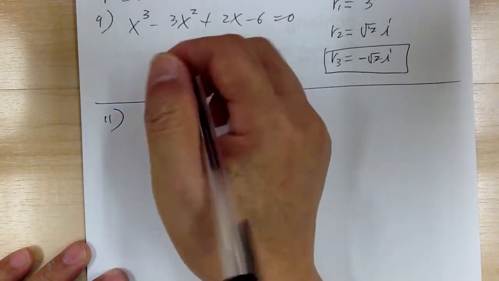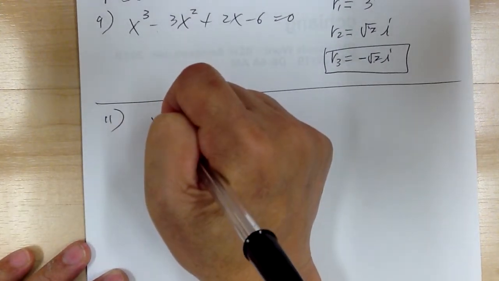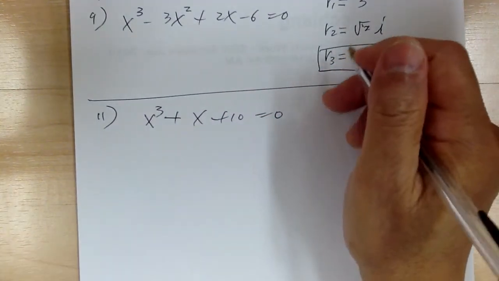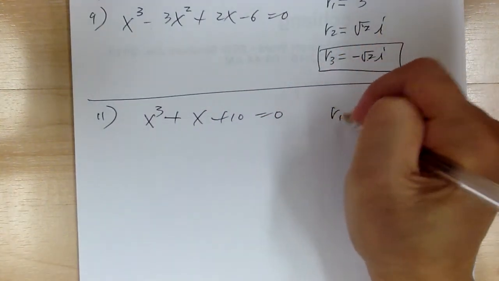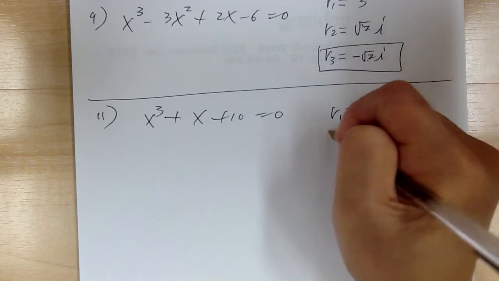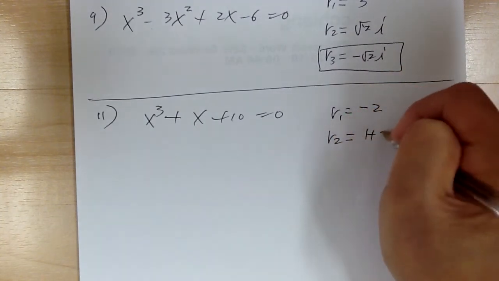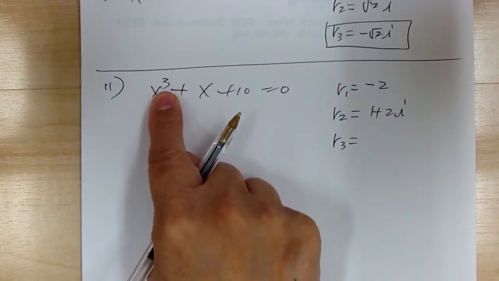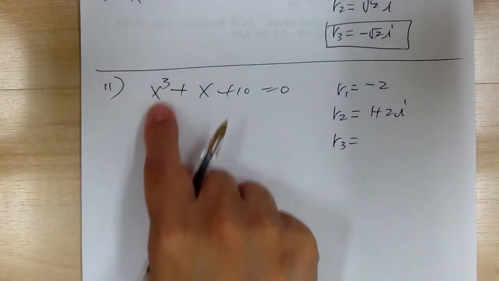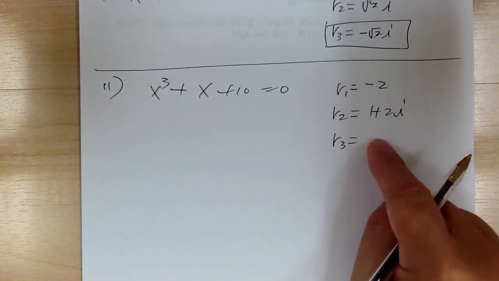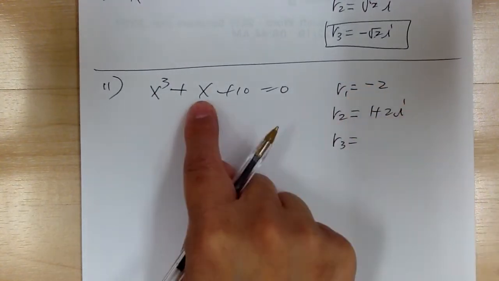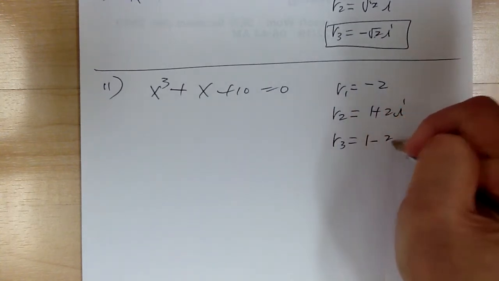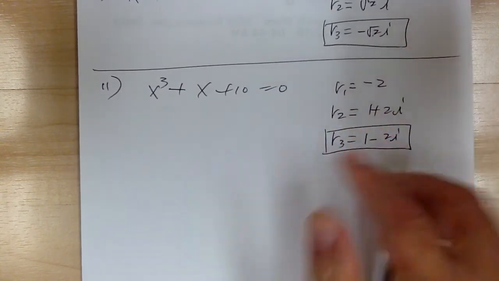Okay, number 11: you have x to the 3 plus x plus 10 equal to 0. And you have R1 equal to negative 2, R2 equal to 1 plus 2i. You're looking for R3 because again, this is a cubic equation, so that means you're going to get 3 answers. You've got 1, 2, so you're looking for the third answer. Again, notice there's an I, but there's no I in the other. So in order to cancel out the I, you need the conjugate. So you get 1 minus 2i, and that's your answer.